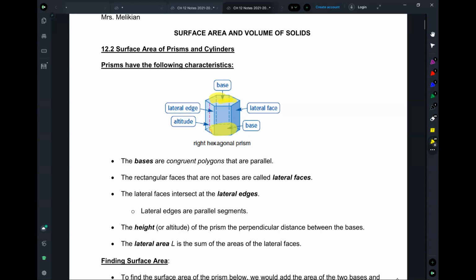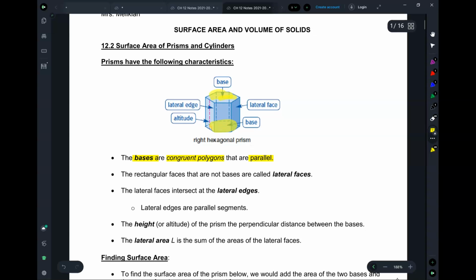What shape are the bases? They're hexagons, right? The base is a hexagon. That means this is a hexagonal prism, okay? So again, the bases are congruent polygons and they're parallel to each other.